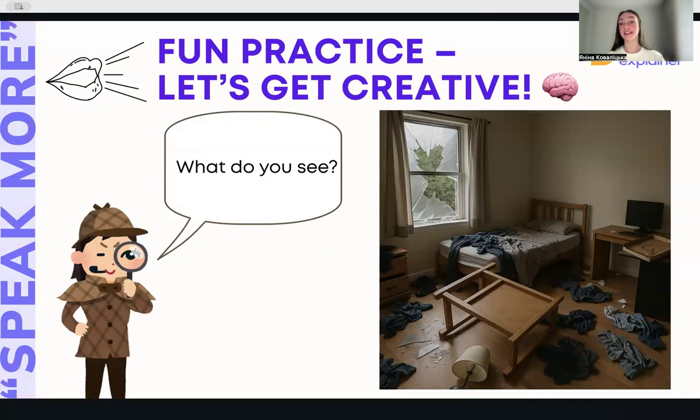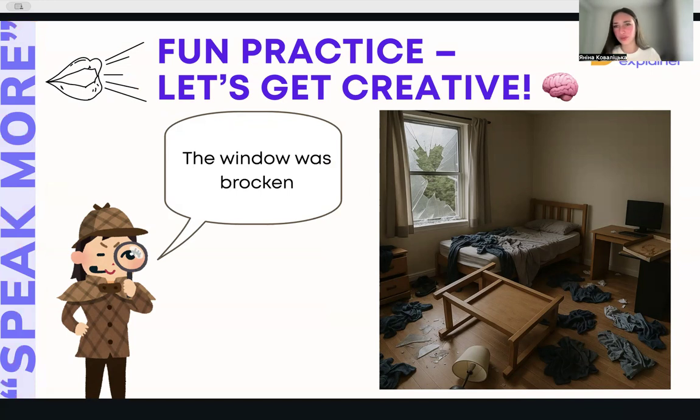Fun practice! Let's get creative, guys. What do you see on the picture? For example, I see that the window was broken. I'm telling the result. I don't know who broke the window. The window was broken and overall the room has been trashed.